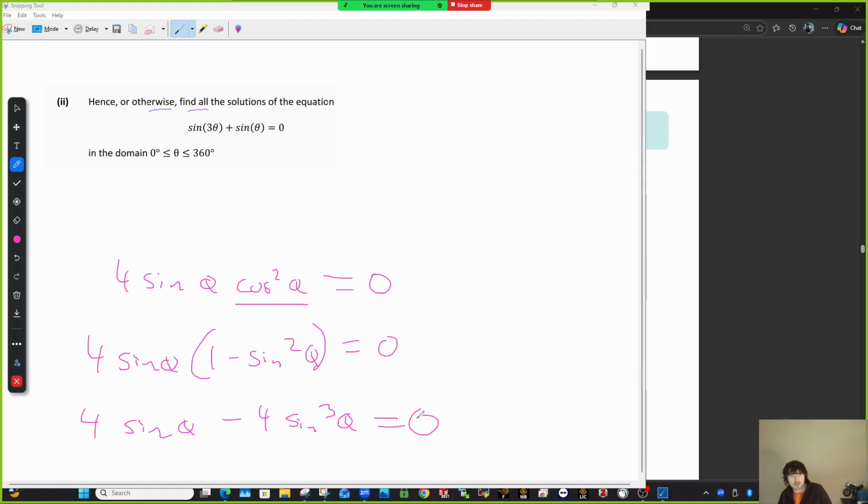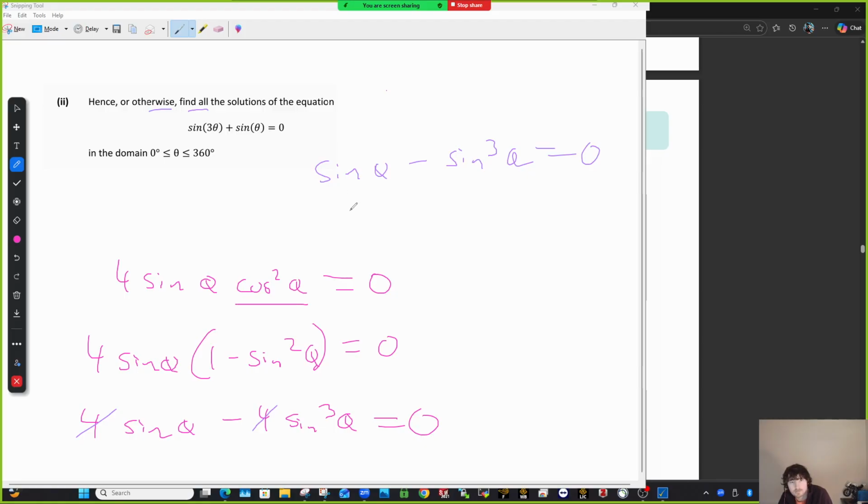equals 0. So then this gives 4 sine theta minus 4 sine cubed theta equals 0. Now you could probably divide out the 4. There's no need for the 4 here. We can just get rid of the 4. The 4 is just tagging along for no reason. So now we have sine theta minus sine cubed theta equals 0. And so we can get some solutions for this.